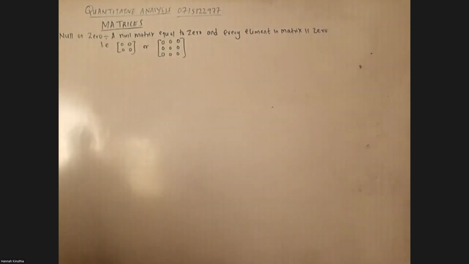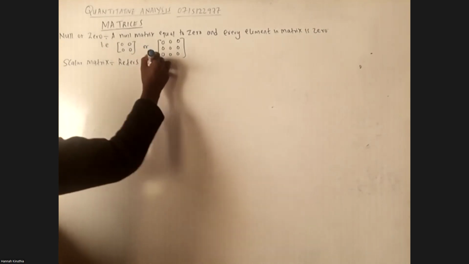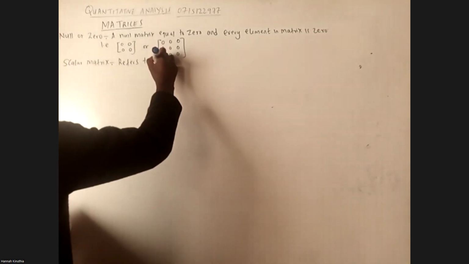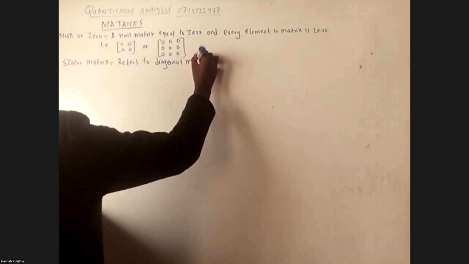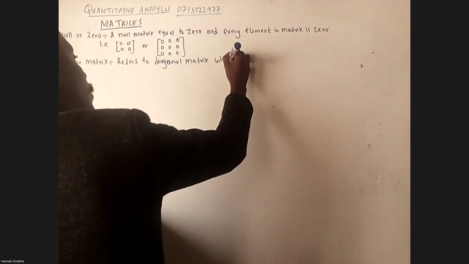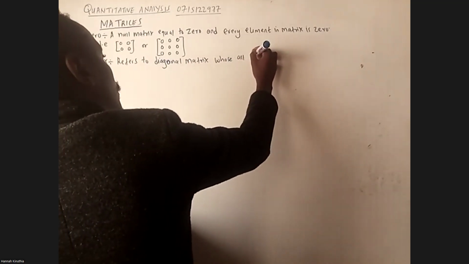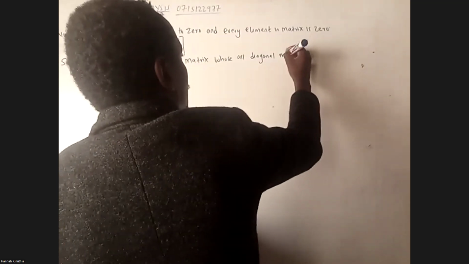Okay, go to another one. Scalar matrix. A scalar matrix refers to a diagonal matrix, a matrix whose diagonal elements are all equal.